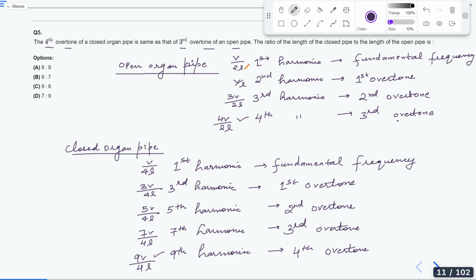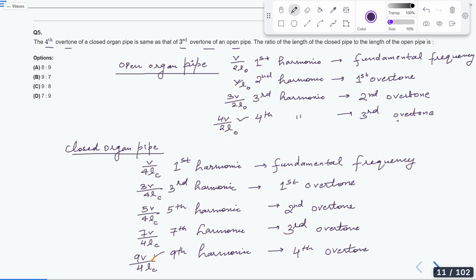Now in this case, suppose the length is LO for the open organ pipe, and in this case LC for the closed organ pipe. The velocity of sound is the same, that's why I have written V. So you have to find the ratio of the length of closed organ pipe to the length of open organ pipe. What is the same? Fourth overtone, that means ninth harmonic of closed organ pipe, and third overtone, that means fourth harmonic of open organ pipe, is the same.